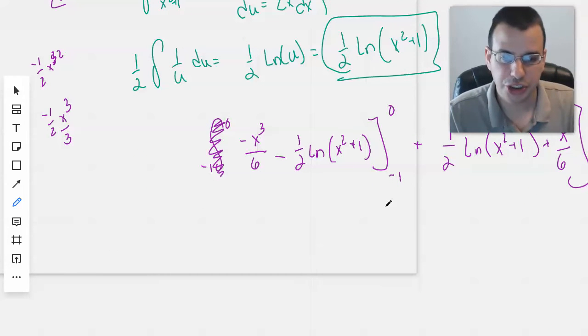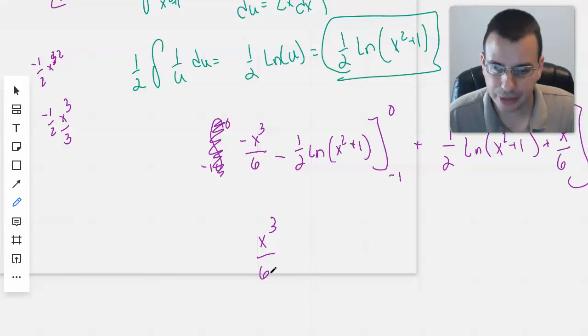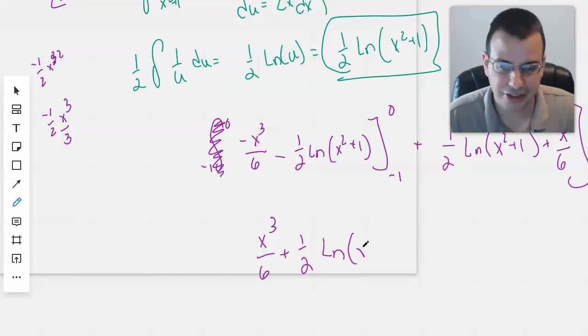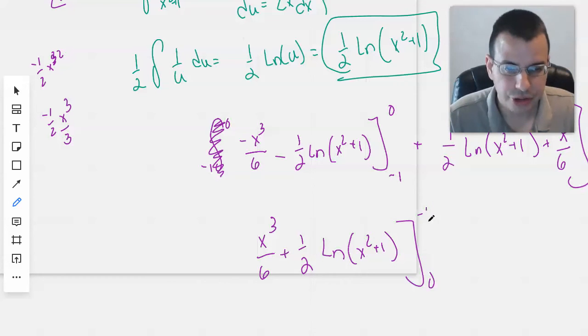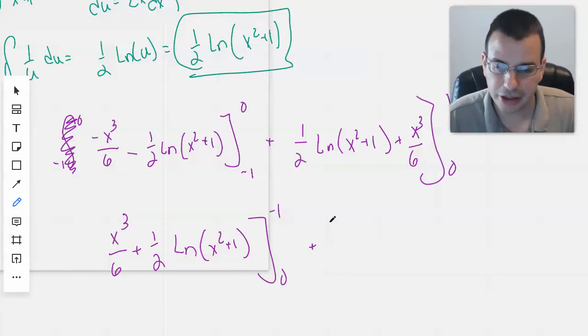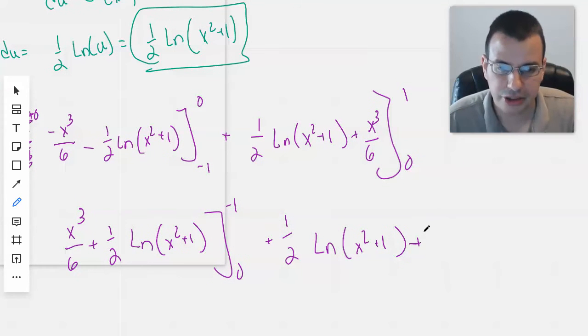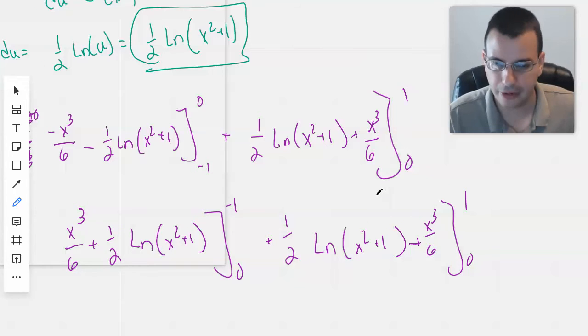And I'm going to switch these limits of integration around, that way we're just working with positive numbers. 0 to negative 1. I like to stay positive in life. There's already enough negativity out there. We don't have to add to it. And then plus 1/2 natural log x squared plus 1 plus x cubed over 6, 0 to 1.